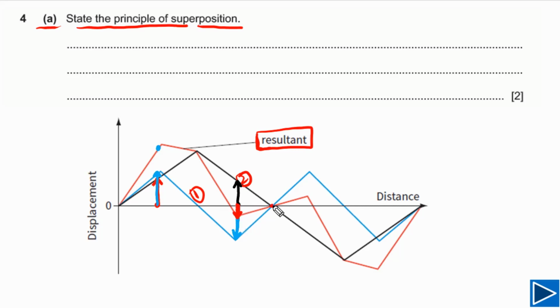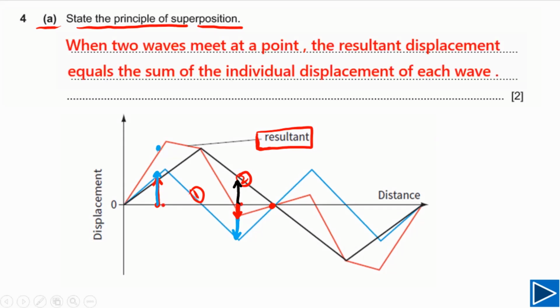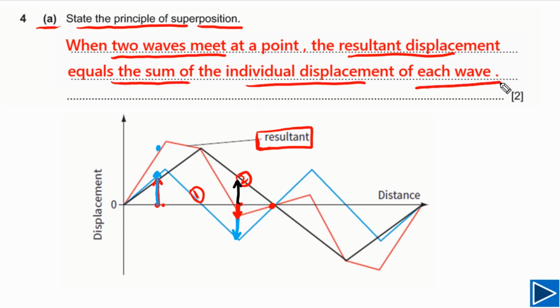Now, if we look at this point, wave 1 and wave 2 have zero displacement. So the resultant displacement of the resultant wave is also zero. This is what you need to understand about the principle of superposition. Now let's try to write down our final answer. So this is how you can state the principle of superposition. Simply you can say, when two waves meet at a point, the resultant displacement is equal to the sum of the individual displacement of each wave.